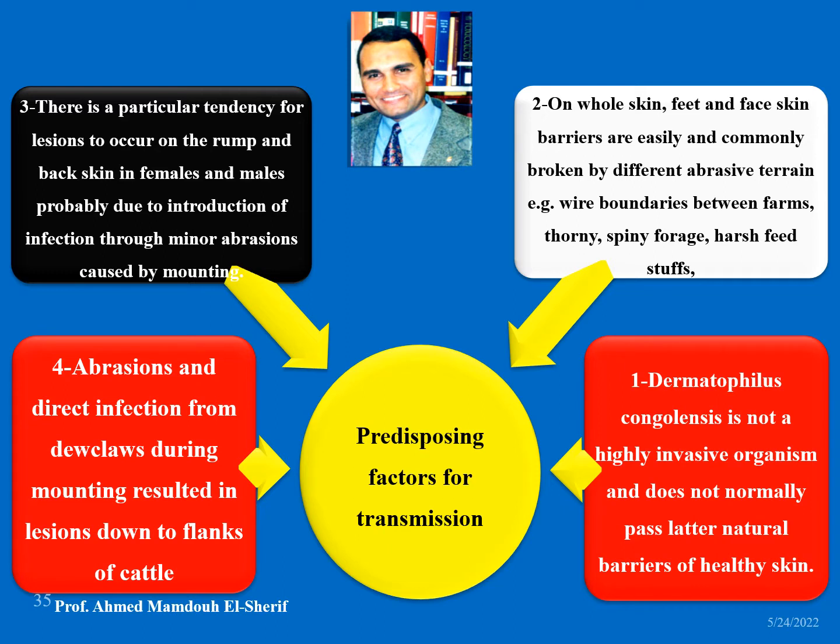Number 3, there is a particular tendency for lesions to occur on the rump and back skin in females and males, probably due to introduction of infection through minor abrasions caused by mounting. Number 4, abrasions and direct infection from the claws during mounting result in lesions down to the flanks of cattle.